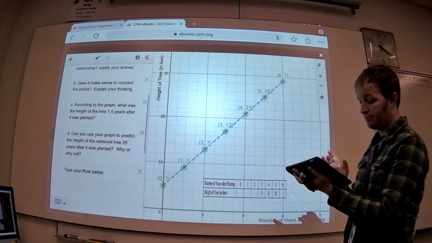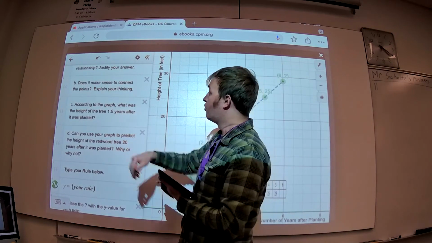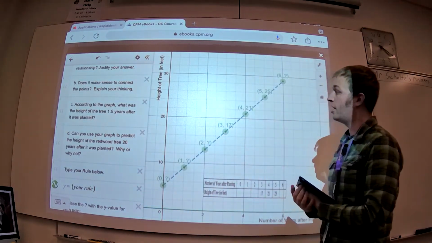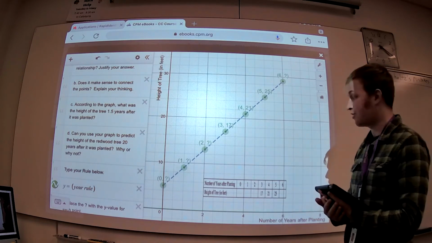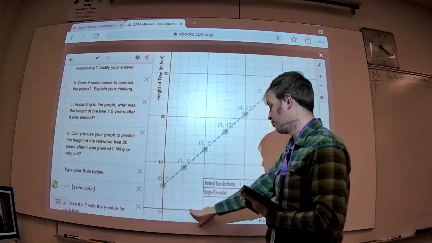Moving down here to part C, it says, according to the graph, what was the height of the tree 1.5 years after it was planted? Well, the best part about graphs is that you can just go over to those points and find them.